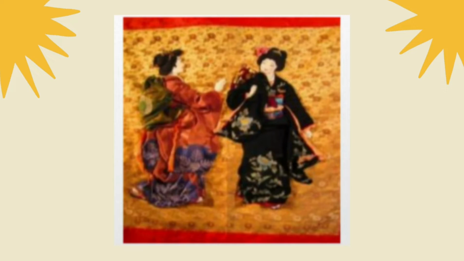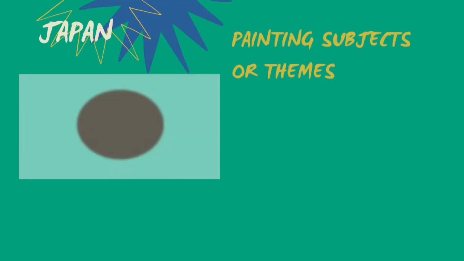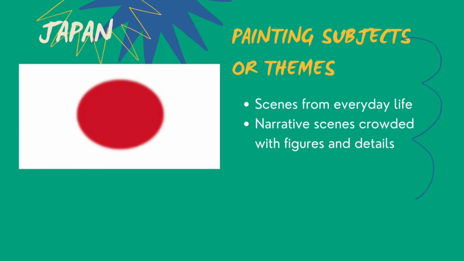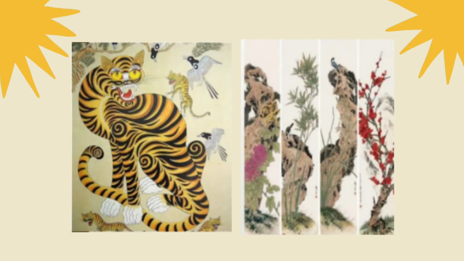And how about this one? Where do you think this painting comes from? If your answer is Japan, then you are correct. Painting subjects or themes from Japan are scenes from everyday life, narrative scenes crowded with figures and details.